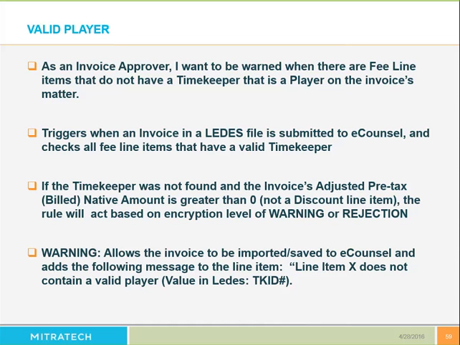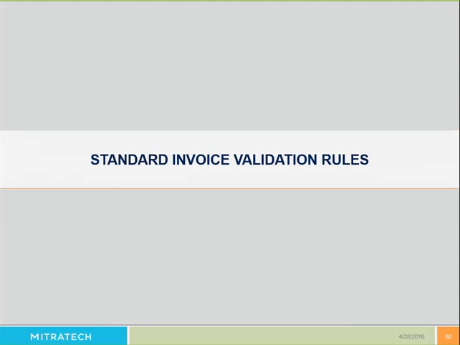or come in with a warning. And it'll say line item X does not contain a valid player. And it'll tell you the timekeeper ID of the player in the LEDES file. Those are all the invoice audit rules.